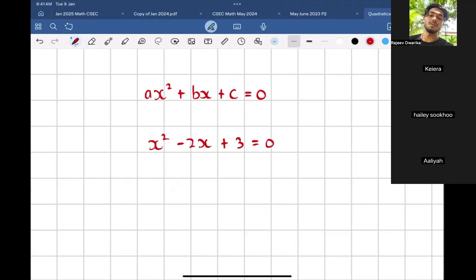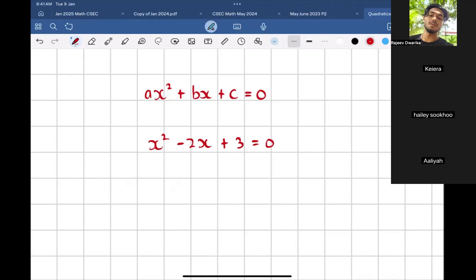Now, I'll tell you something. You can't factorize this equation. If you cannot factorize an equation, what's the next step you have to take to solve a quadratic? Anybody could answer. If you cannot factorize a quadratic, what's the next step? Solve it using the formula. Right. So the formula goes like this.